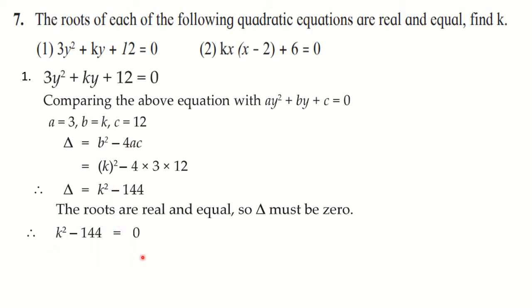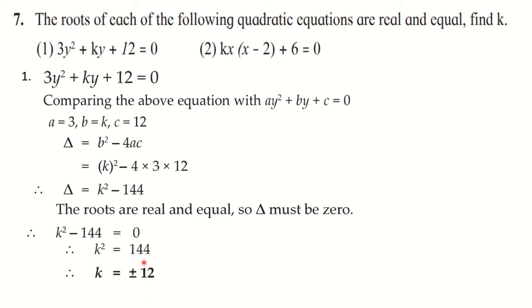Now this you can solve in two different ways. You can take 144 this side and write down k square is equal to 144, and then you can write down plus or minus 12. Or here you can factorize because it is of type a square minus b square. So you can factorize as a plus b and a minus b. That is k plus 12 and k minus 12. And then you can go for either or. Okay, so any method will do.